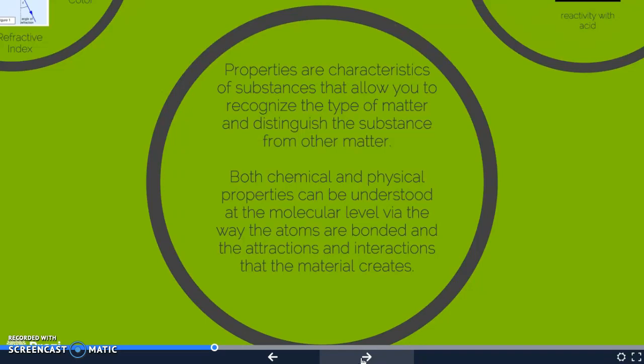Looking into properties now. Properties are characteristics of substances that allow you to recognize that type of matter and distinguish them from others. There are both chemical and physical properties. And these properties we are going to look at much more in depth as we start to explore molecular structures and IMFs and so on and so forth. So a lot of the properties can be explained by those kinds of ideas, the types of interactions, the types of bonding, the types of IMFs, and so forth.